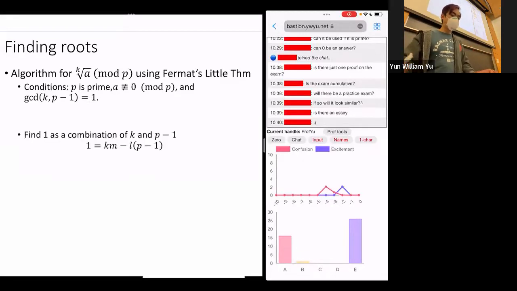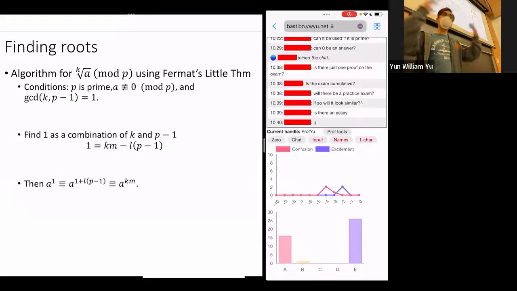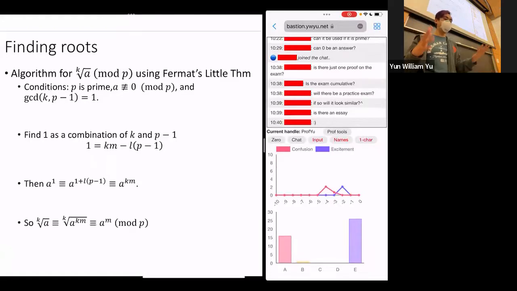And then we also had to find 1 as a combination of k and p minus 1, because that allowed us to say that a to the 1 is congruent to a to the km. So that's what we did for the roots. We rewrote a to the 1 as a to the km. And then once you do that, finding the kth root is super easy, right? So the kth root of a is just the kth root of a to the km, which is just a to the m mod p.